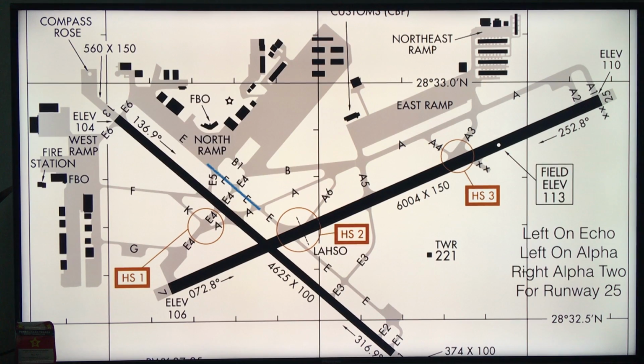My next instruction is a left on Alpha. Well, I've got two options. I go left or right on Alpha. When I arrive there, they told me to turn left on Alpha, so I make that turn left on Alpha. I'm going to continue down left on Alpha until I see Alpha 2, where I was instructed to make a right. I turn right on Alpha 2 for runway 25. I'll do my run up down there and I'll contact Executive Tower and tell them I'm ready for takeoff. Always trace your route.